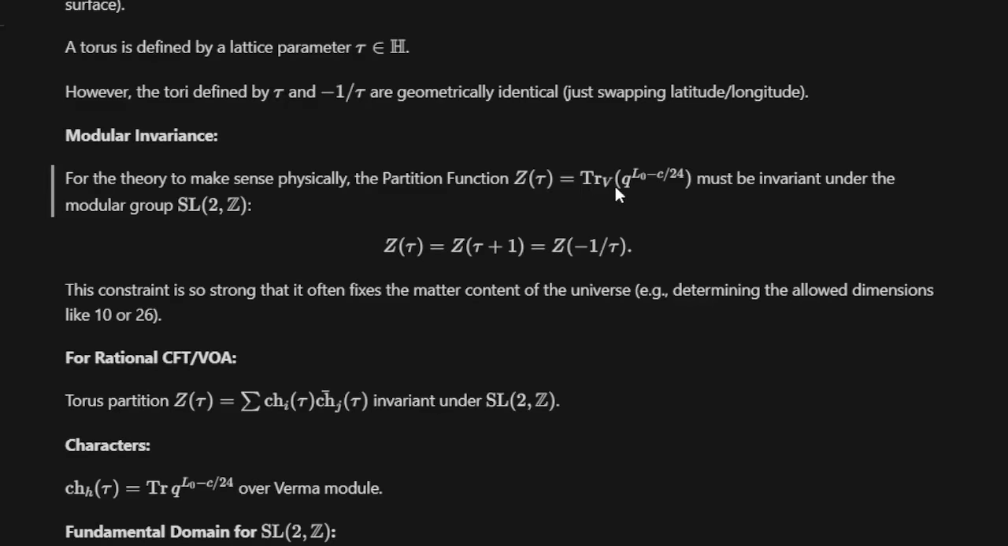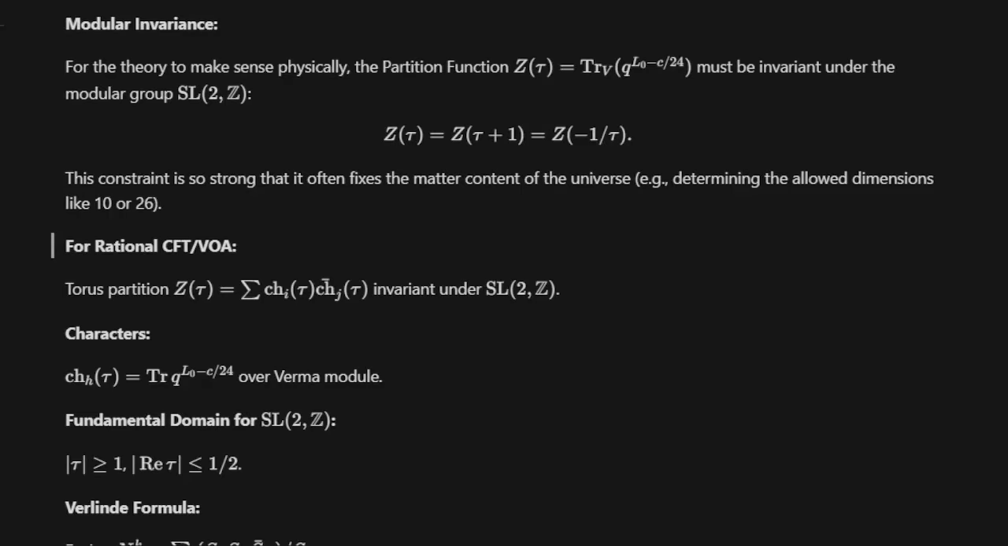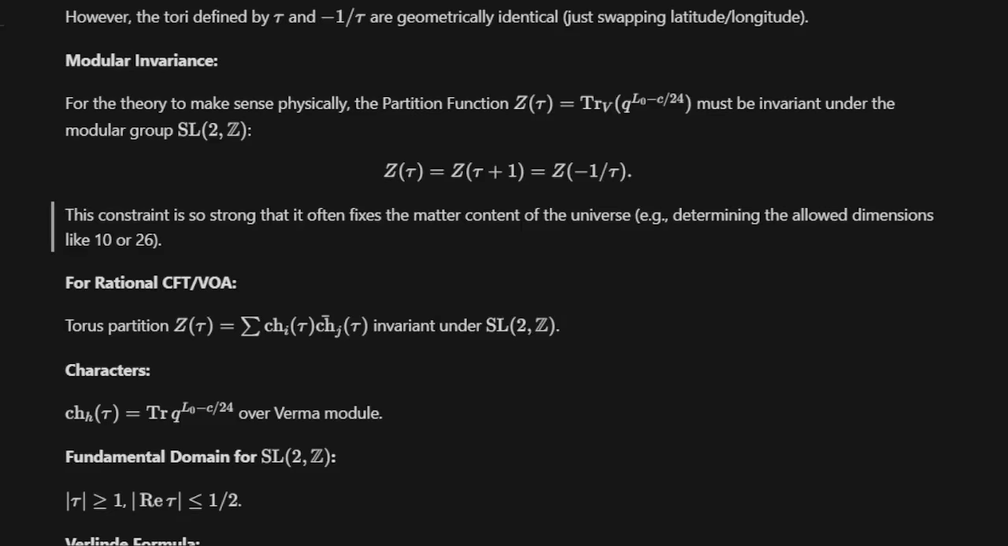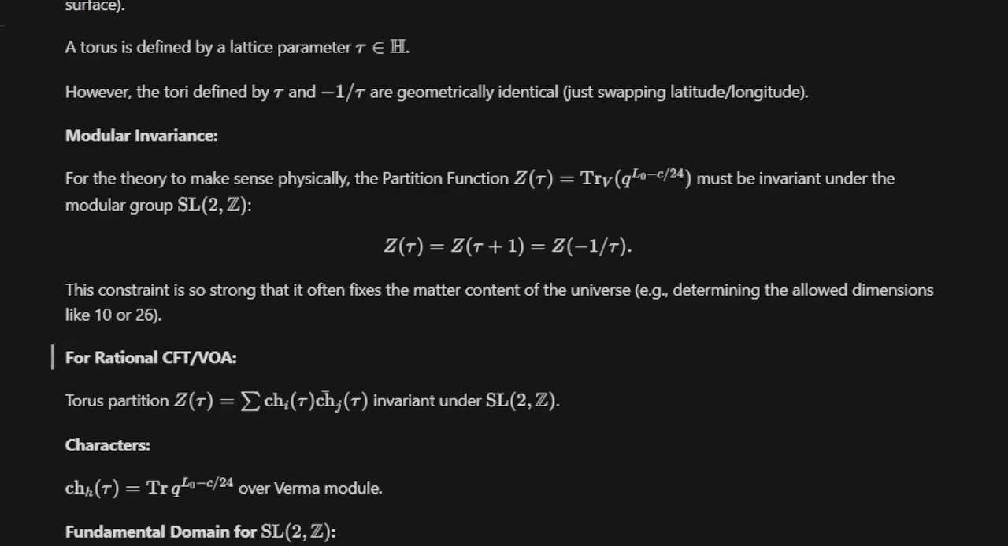For the theory to make sense physically, the partition function should be the trace of the Virasoro algebra of this quantity in terms of the charge, normalizing by the 24 dimensions. It must be invariant under the modular group SL(2,Z), the special linear group over the integers. This is a simple geometric constraint that is very powerful, because it forces the dimension of space-time to be 26 for bosons, or 10 for superstrings. It also forces the central charge, c, to take specific discrete values. So the geometry itself is going to dictate the physics.